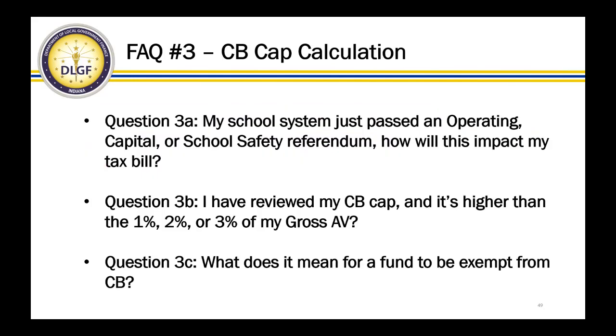Now, the third one's a big one. And we can look at the same question from three different perspectives. First perspective is, my school corporation just passed an operating or a capital or a school safety referendum. How will this impact my tax bill? Or another way we can look at it is, using all the information that we covered throughout this presentation, I'm trying to calculate my circuit breaker cap and it's higher than just 1 or 2 or 3% of my gross AV. The third way of asking the same question is, what does it mean for a fund to be exempt from circuit breaker?